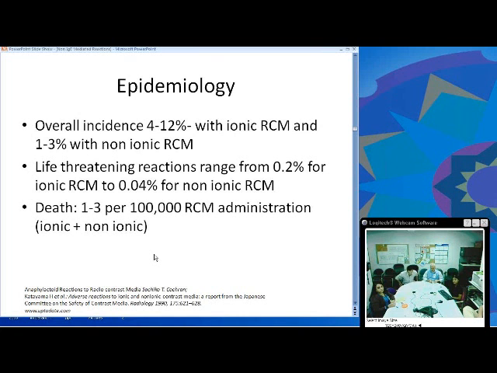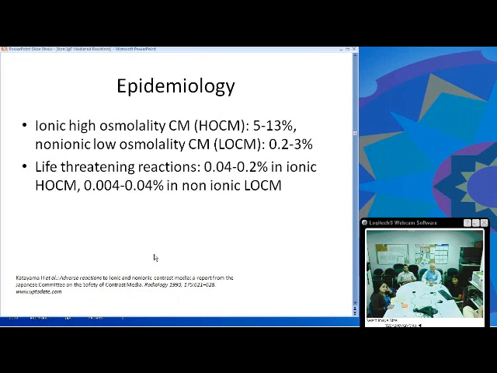Epidemiology: the overall incidence of radiocontrast media reactions is 4 to 12% with ionic media and 1 to 3% with non-ionic. Life-threatening reactions are again rare, 0.2% for ionic and 0.04% for non-ionic. And death has occurred with both ionic and non-ionic, but rare again, 1 to 3 out of 100,000. When you consider ionic high osmolality contrast media, the incidence of the reactions is a little higher, so 5 to 13%, and non-ionic low osmolality is the lowest, so 0.2 to 3%. Again, the life-threatening reactions, depending on the osmolality, go down further if it's non-ionic, and it's a little higher in high osmolality.